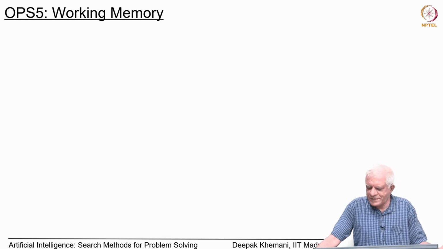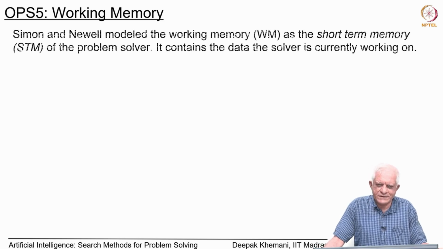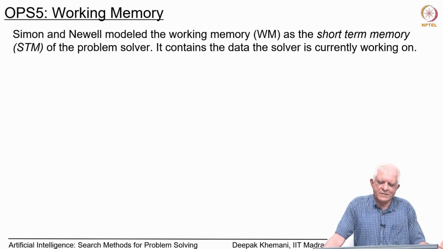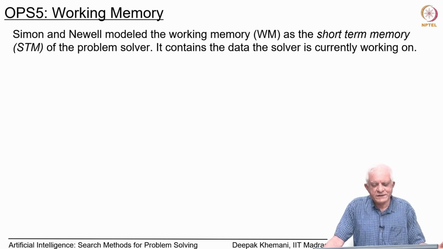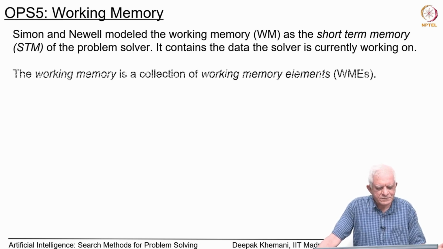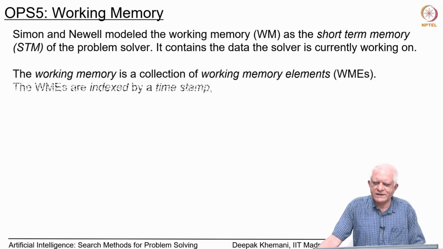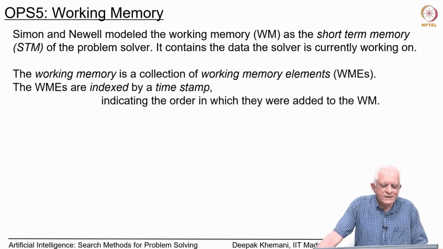So, the working memory is a collection of such data elements. As I said, Simon and Newell model the working memory as a short term memory of the problem solver. It contains the data that the solver is currently working with essentially. It is like a state representation for us, and we are familiar with this notion. It is a collection of working memory elements, and each element is indexed by a timestamp essentially.